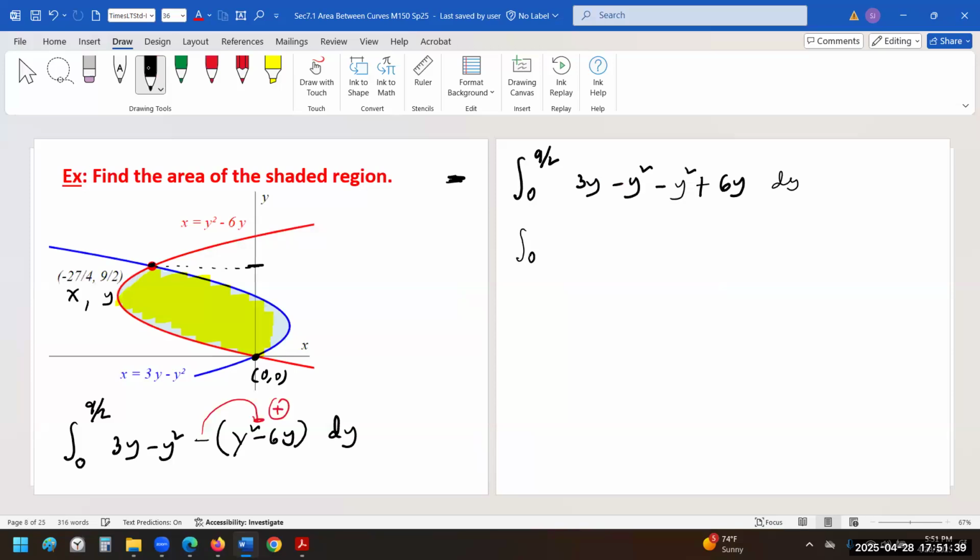And as we see, we have like terms. So combine them first. 3y plus 6y, how many y's do we have? 9y. And minus y squared minus y squared is minus 2y squared, dy. So it becomes simple, only a two-term function. We take the antiderivative of each term. What is the antiderivative of 9y?